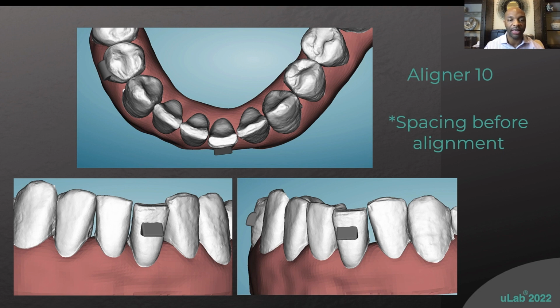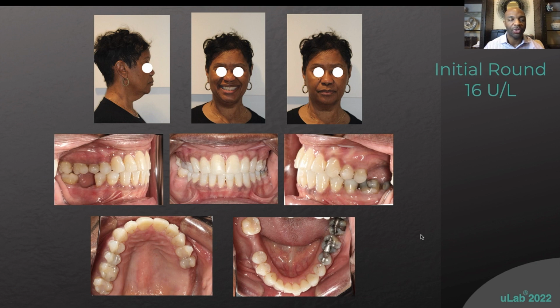So up until stage 10, that tooth had not moved. And then after 10, that's when we tucked it in and aligned it with the rest of the teeth. So this is where she finished after that initial round of upper and lower 16. You can see that upper right 6 and 5 have intruded, which is nice. We got some good alignment in the upper arch, in the lower arch as well.